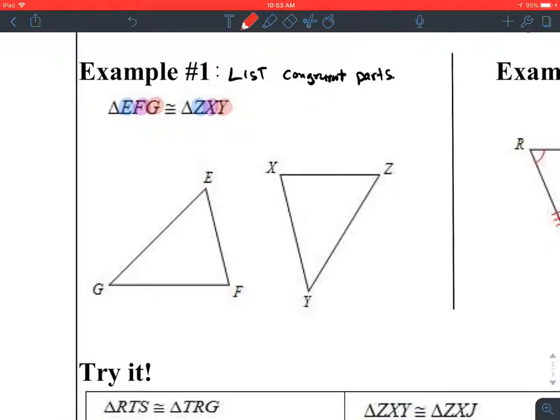If you don't have anything to color with, you can do something like this to show which parts correspond to each other. So in our picture, angle E, let's say it's one arc, has to be the same number of arcs as Z. They're congruent. Congruent has the same number of arcs in our picture. F and X go together because they're both in the second positions. And G and Y go together because they're both in the third positions. This is also true about the segments. The first segment here is EF. It's congruent to segment ZX.